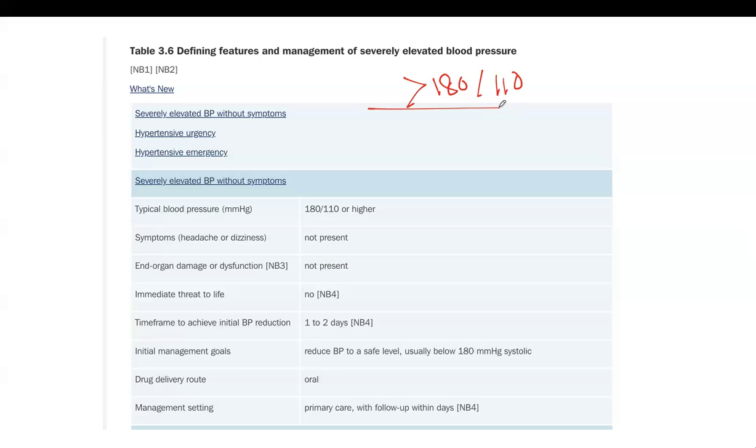The calcium channel blocker that we use is not the rate-limiting kind. That means it's not verapamil or diltiazem. We use amlodipine, lercanidipine, those ones.